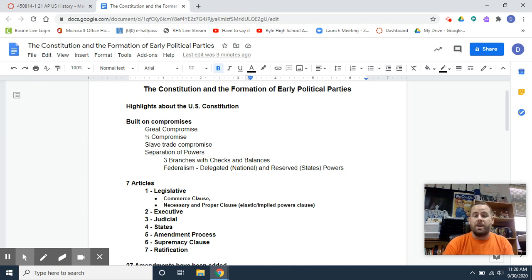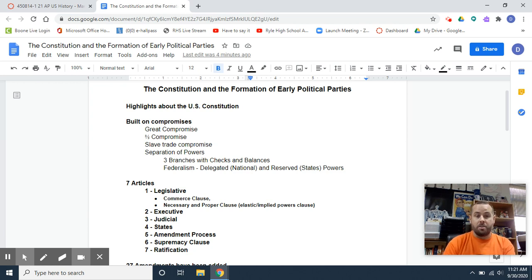The first thing to know, it's built on compromises. There's something called the Great Compromise. This is about proportional versus equal representation in Congress. Should big states have power, or should every state have an equal say? This leads to things like a bicameral legislature, a House and a Senate, and it still shapes how our government works today.